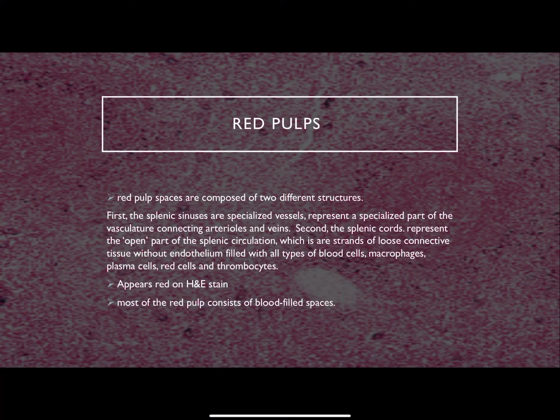Red pulp appears red on the H&E stain. Most of the red pulp consists of blood-filled spaces.